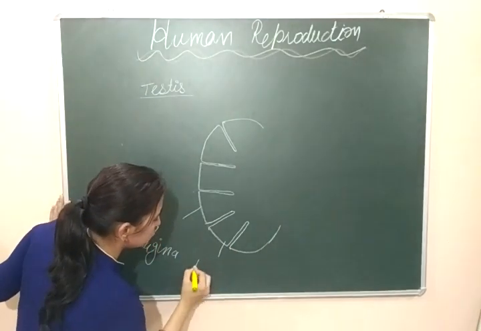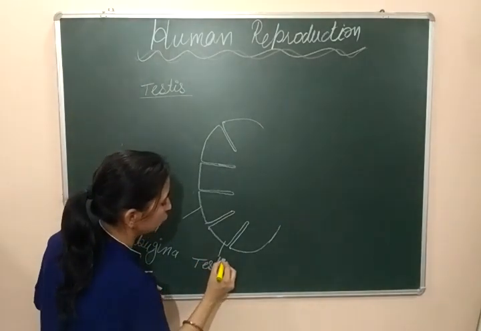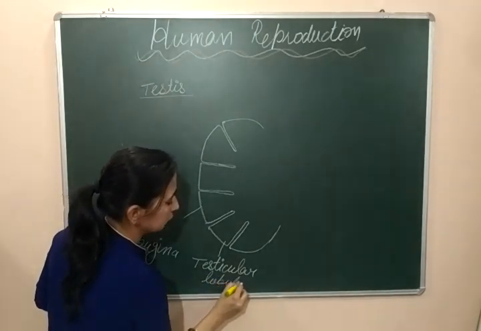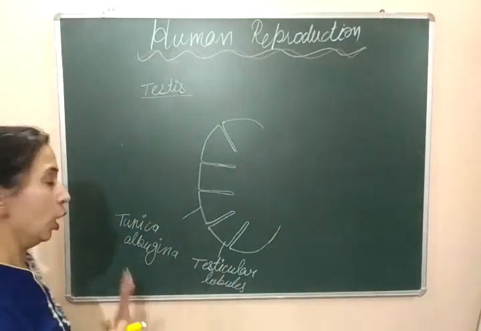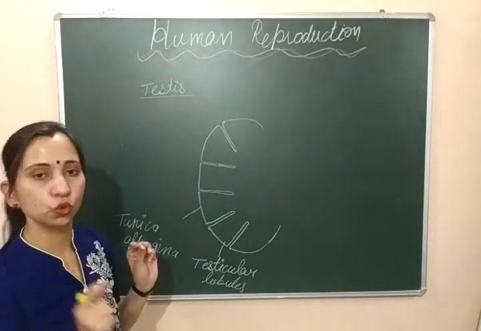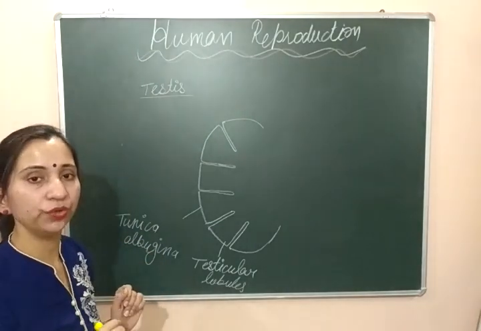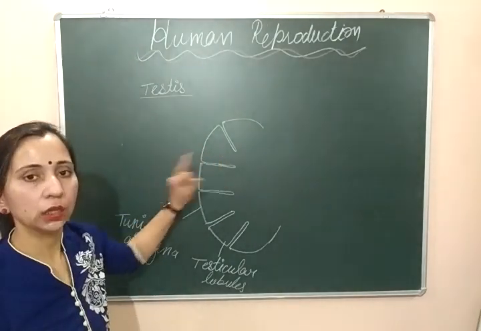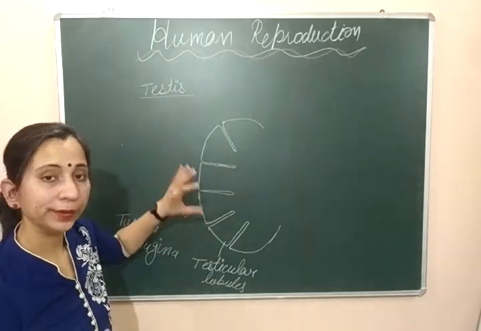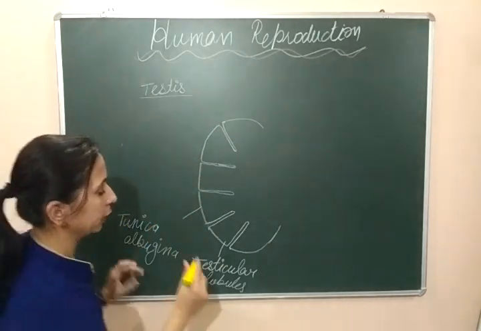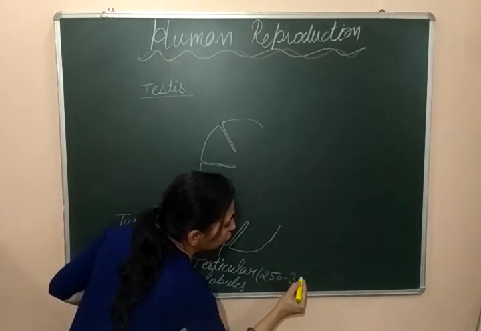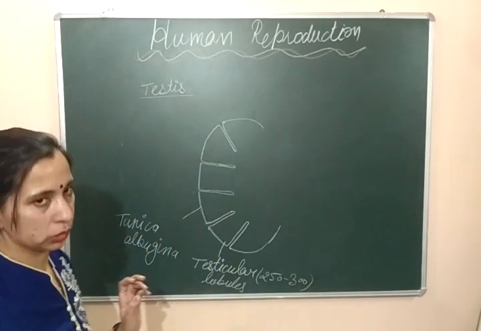So draw it like this, this is a testicular lobule. These all are testicular lobules. Due to these kinds of infolds, in one testis, almost 250 to 300 lobules can be formed. This tunica albuginea folds inward and does compartmentalization, making different compartments, lobules. We can say one testis can have around 250 to 300 lobules.